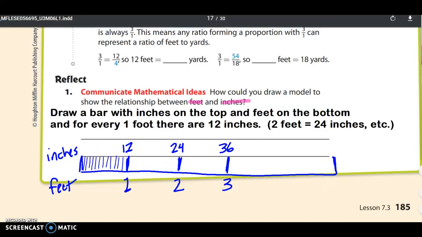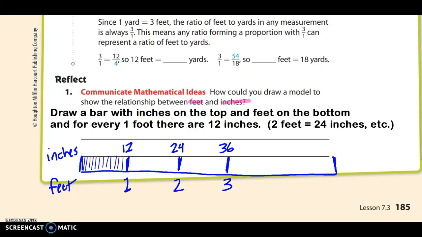Okay, that was quick and easy. Page 185. Good job. You can move on.